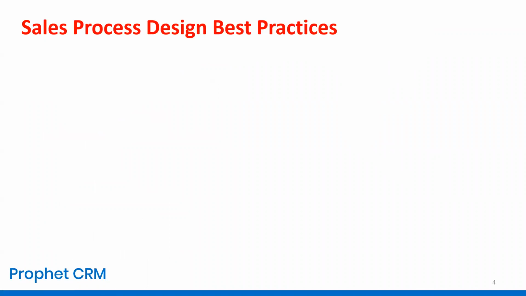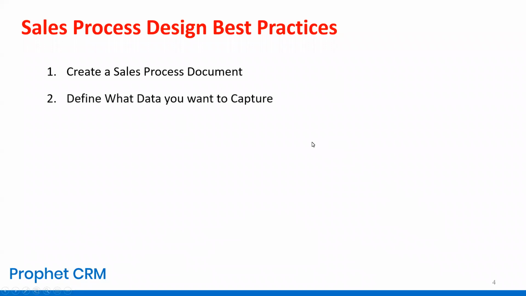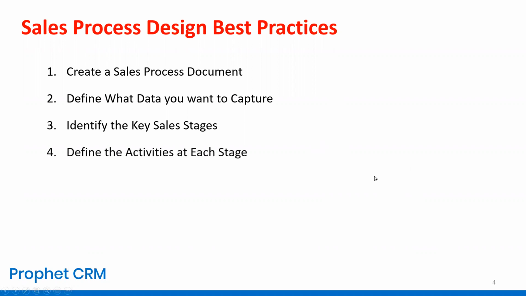But let's talk a little bit about process design. This is a key part of understanding what you're trying to do and then translating it into your customization. A good example is creating a sales process. It's always good to create a document of some sort and define what you want to capture. A key part of the customization for most CRMs is defining and identifying the sales stages that you're going to be tracking. You can also customize the activities at each stage.